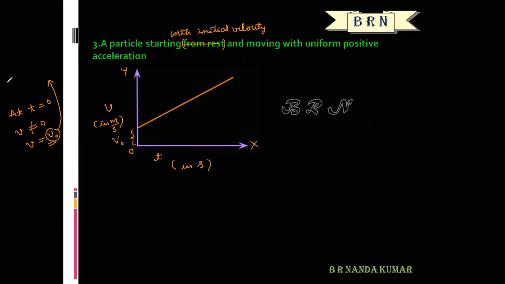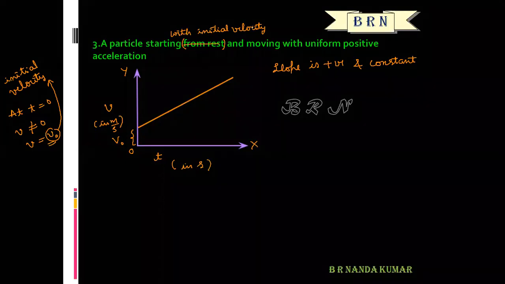V naught is the initial velocity of the particle. Okay, so here the particle starts with an initial velocity. After that, its velocity changes by equal amounts in equal intervals of time. So here again, the slope is positive and constant.